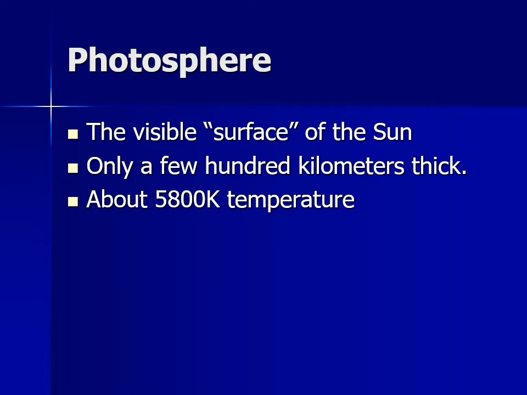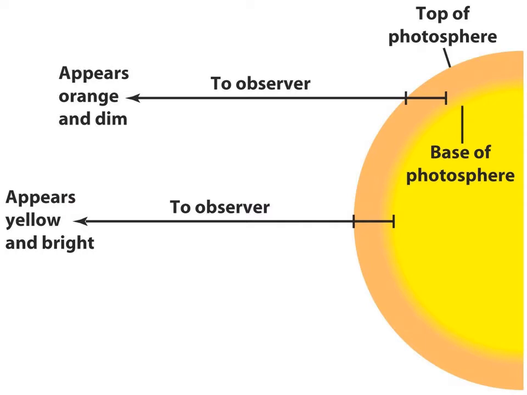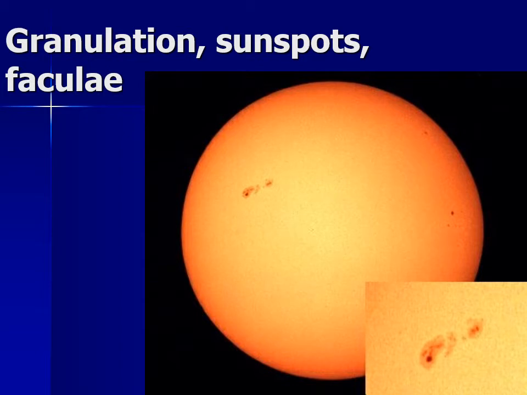Okay, so as I've said in class before, I call it silly calling it a surface since it's not really solid. Rather than a solid surface, it's a layer. It's a few hundred kilometers thick, and it's about 5,800 Kelvin in temperature. We talked about the effect of it not being an actual surface. You can actually see a ways into it. You see the same distance into it, which is not quite as deep if you look at the edge, and that gives rise to the limb darkening that we saw.